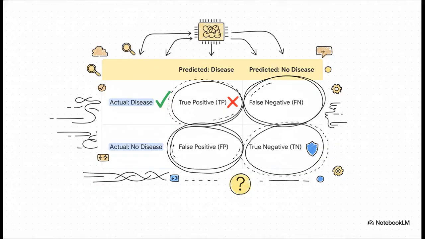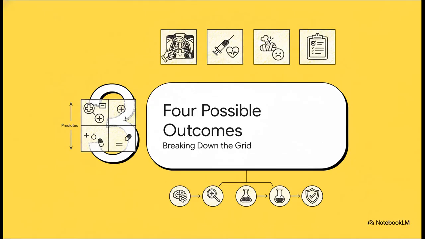Okay, so let's take a look at the basic layout. It's just a simple 2x2 grid. The columns up top, that's what the AI predicted. It either said, yep, disease, or nope, no disease. And the rows on the side, that's the actual truth. That's what a doctor confirmed. And where those rows and columns cross over, that gives us 4 little boxes, 4 possible outcomes. All right, let's dive into what each of these 4 boxes actually means.